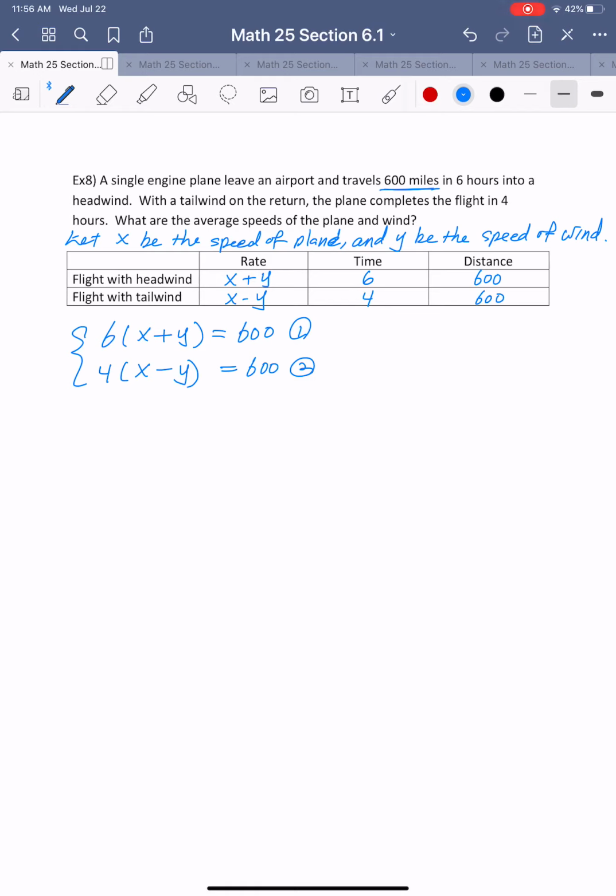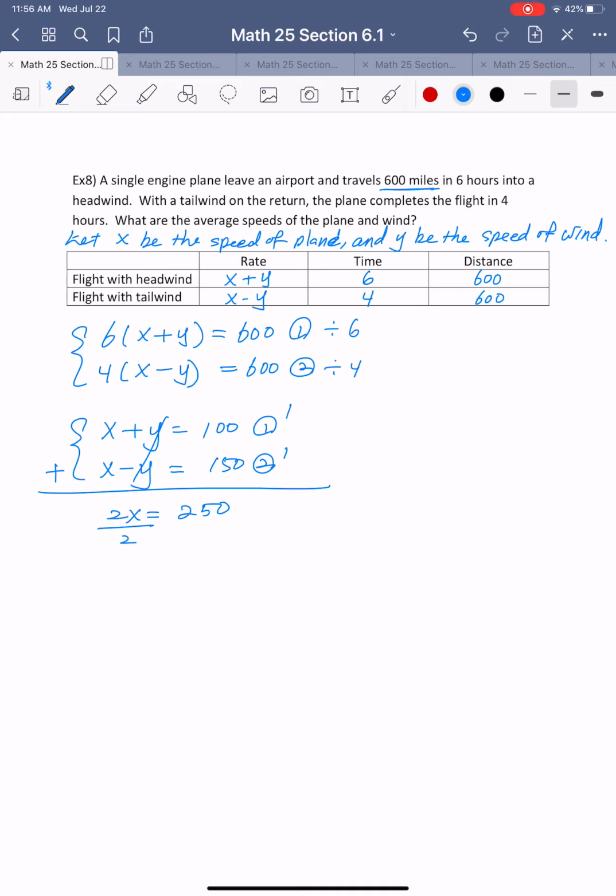So I'll do the same thing. I'm going to divide by 6 and divide by 4. So if you do that, the 6 cancels, x plus y equal to 100, which is 1 prime. Divide by 4, x minus y equal to 150, which is equation 2 prime. Now adding it up. Cancel, 2x equal to 250, and divide by 2, x is 125 miles per hour. So the wind speed is actually together divided by 2.